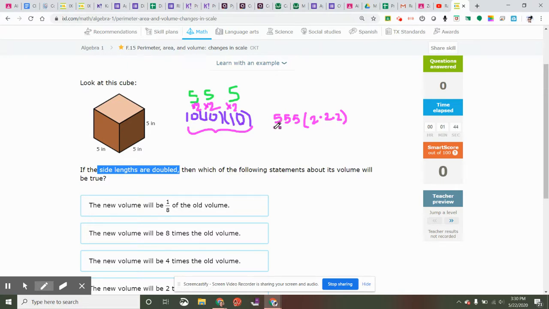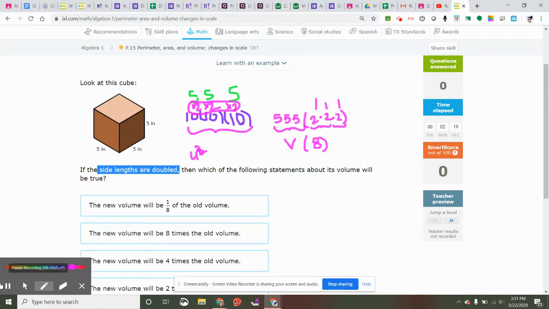If this is my old volume, we'll call that V, then my new volume is whatever 5 times 5 times 5 was, which happens to be 125, multiplied by 2 times 2, which is 4, times 2 again, which is 8. So the new volume is 8 times the original volume, because volume is measured in units cubed. It was multiplied by my scale factor 3 times, once for each of those 3 units: 1, 2, 3. So it's going to be 8 times the old volume.